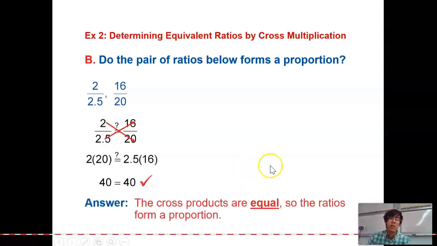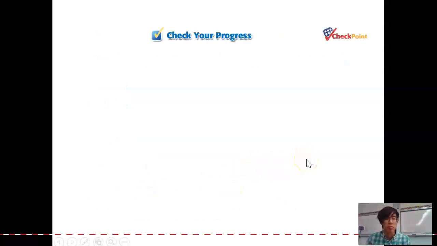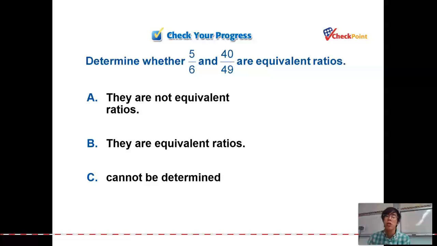Right? So now I want you to try some example problems. Checking your progress, you can use the greatest common factor method or the cross multiplication. Think about which is easiest for you. Go for it.